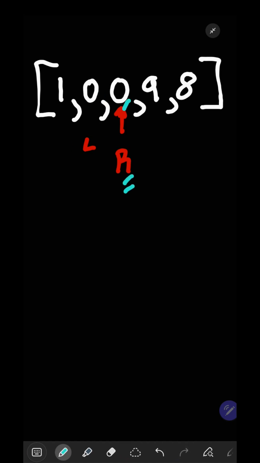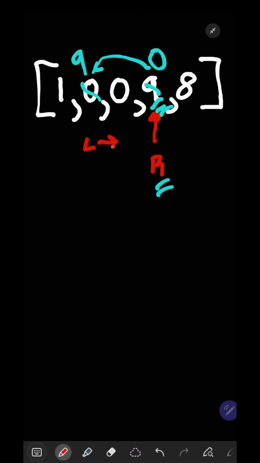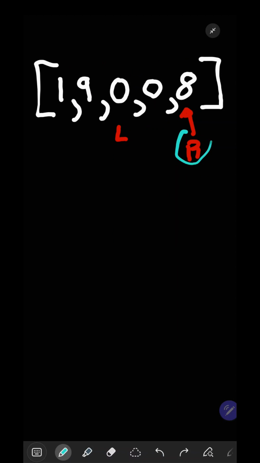Since R points to a zero, no swap will occur, and we advance R. R points to a non-zero, so we swap with the value at L and advance both pointers. Again, R points to a non-zero, so we swap it with L and advance the pointers.